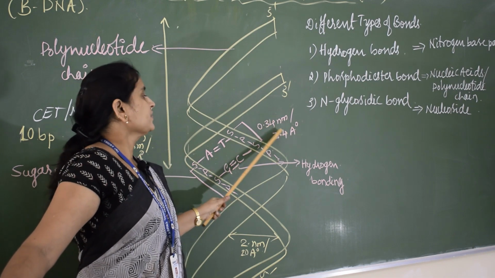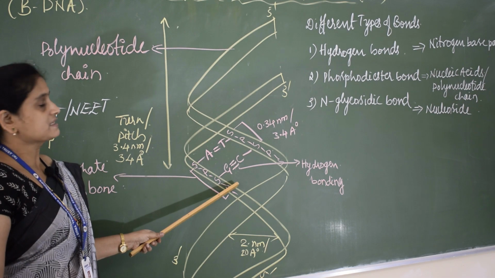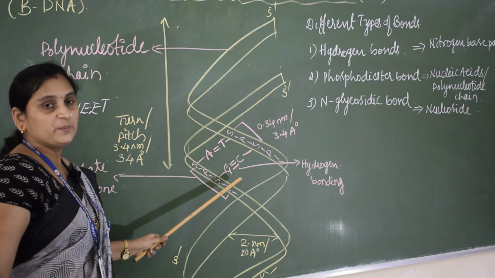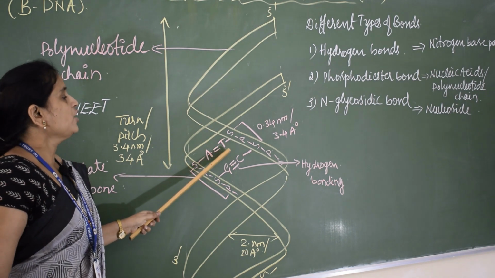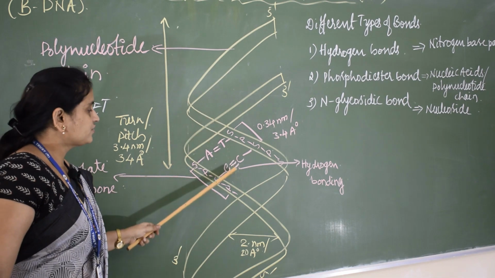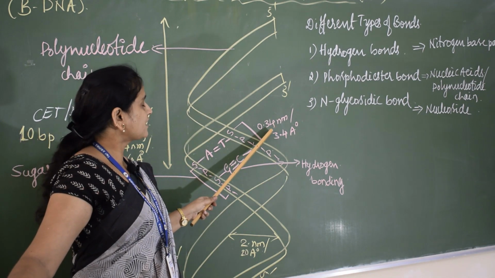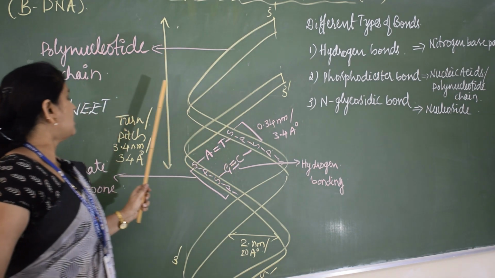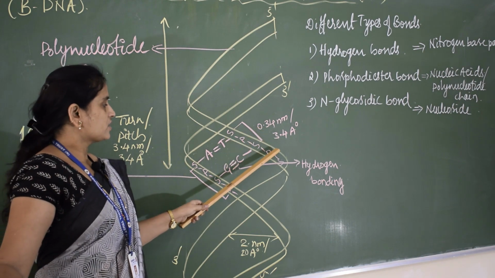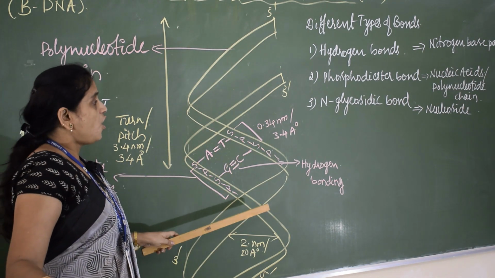So once again you remember, the number of base pairs will be given in the CET examination, and it will be asked how many turns the DNA would have if the number of base pairs in the length of the DNA is so and so. They may give that and ask you to calculate the number of turns of the DNA. Okay, so please focus on these areas.